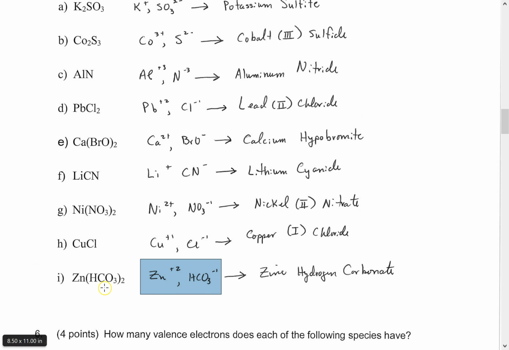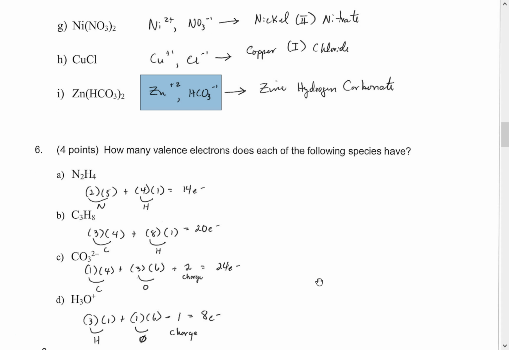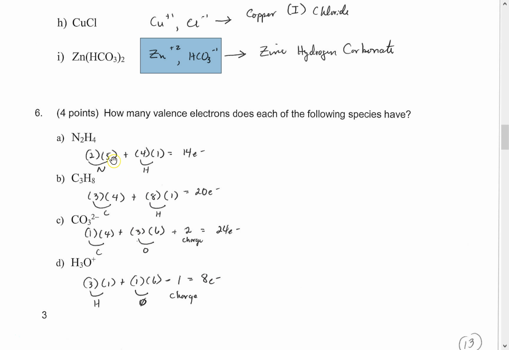Now that HCO3 -1, that's your bicarbonate or hydrogen carbonate. It's the same thing. Okay, now we're kind of leading into Lewis structures. So for this section, I was after the pot of valence electrons, kind of like we do to draw the Lewis structures.